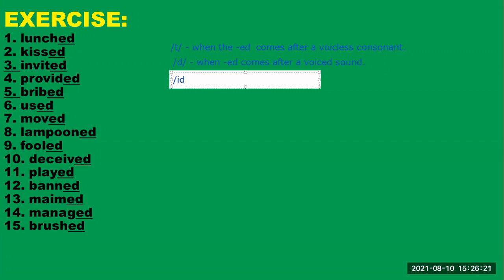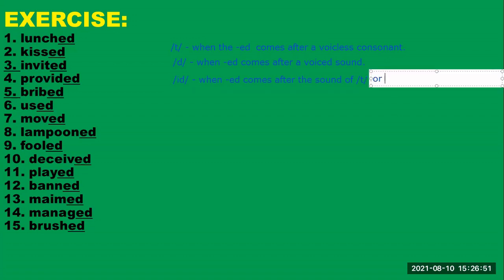Then you have the sound of id when ed comes after the sound of T or D. All right, so these are the 3 rules here.